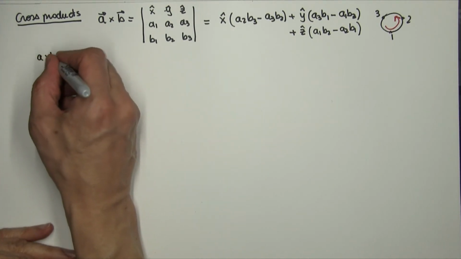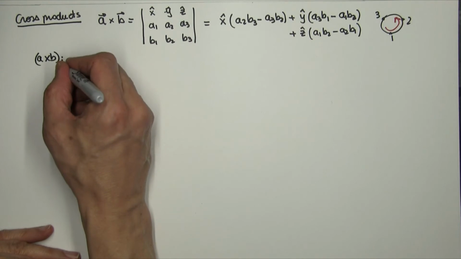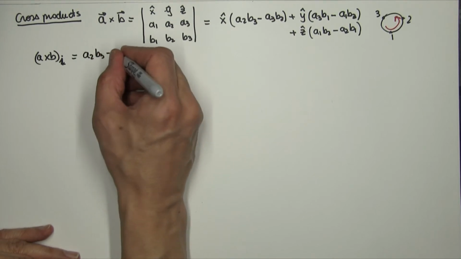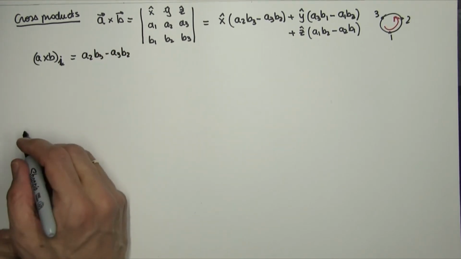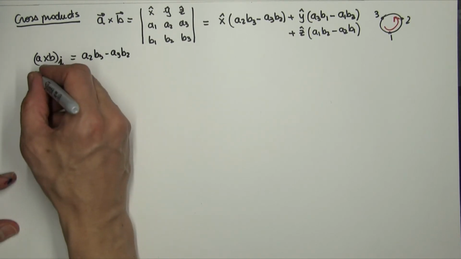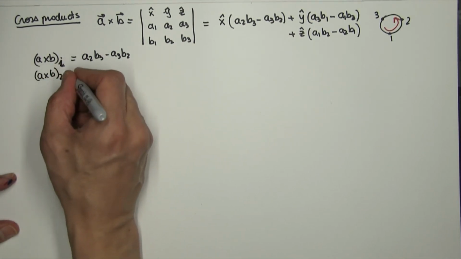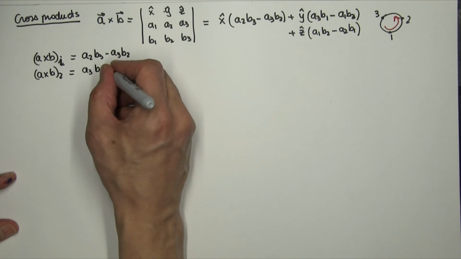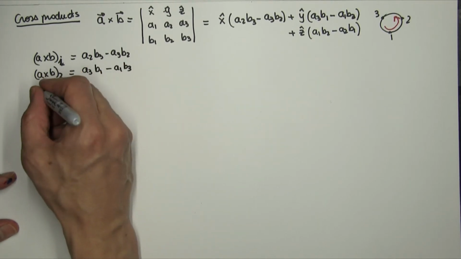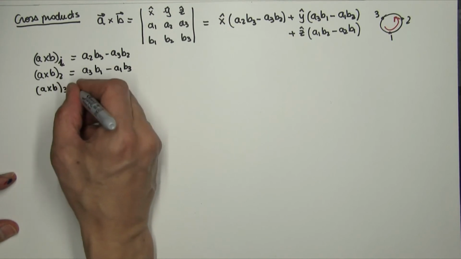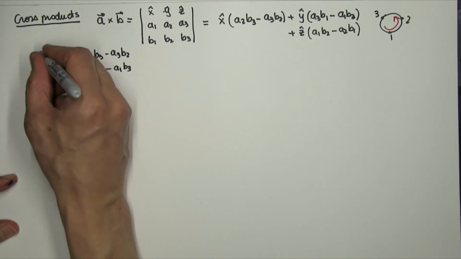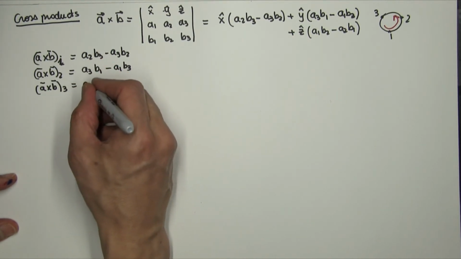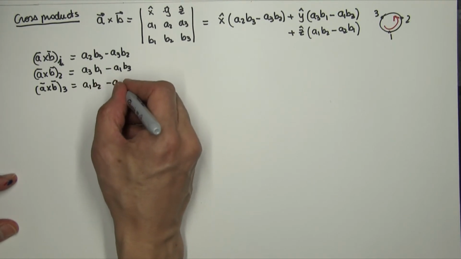So A cross B, the first component, is A2B3 minus A3B2. The second component, A cross B 2, the y component, is A3B1 minus A1B3. And the third component, A cross B 3, is A1B2 minus A2B1.